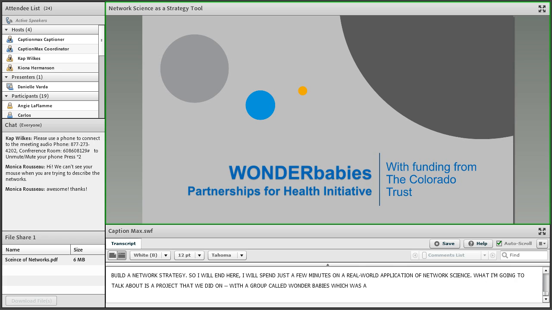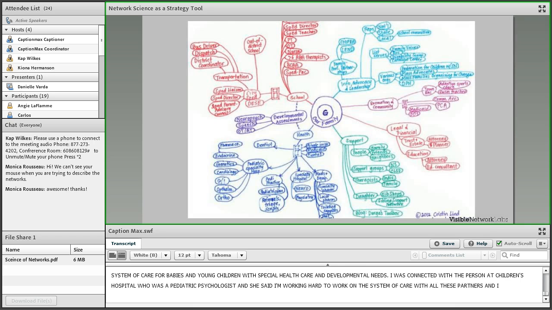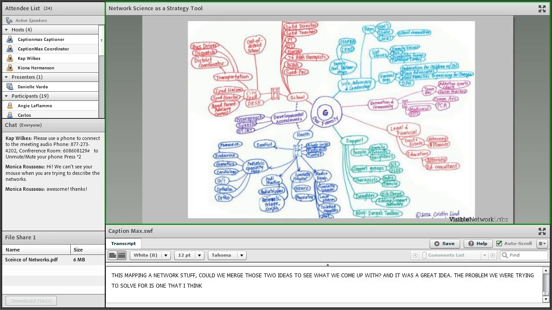So I'll end here. I'm going to spend just a few minutes on a real-world application of network science. I'm going to talk about a project that we did on a group called Wonder Babies, which was a project in Colorado that was meant to strengthen the system of care for babies and young children with special health care and developmental needs. I was connected with a person, Dr. Ayelet Talmi, at Children's Hospital, who is a pediatric psychologist, and she said, I am working hard on this system of care with all these partners, and I think you do this mapping and network stuff, and could we merge those two ideas to see what we come up with? And it was a great idea.